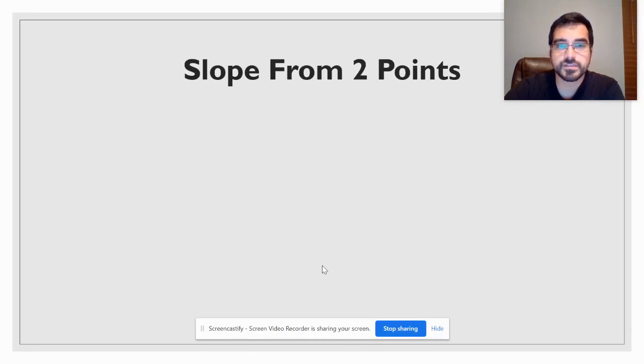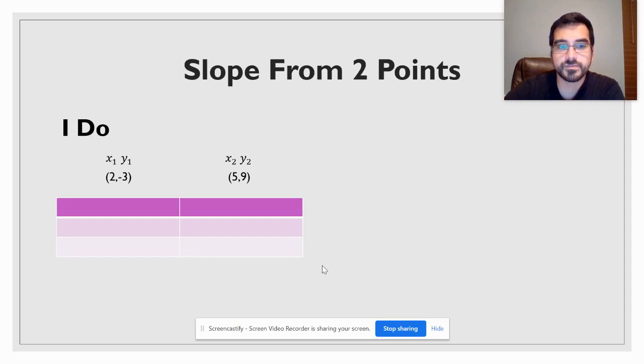If I'm trying to find the slope from 2 points, what I'm going to do first is label my points. I know (2, negative 3) is going to be x1, y1. I know (5, 9) is going to be x2, y2. I'm going to set up my table and input x and y, and also input my points: 2, 5 for x, and negative 3, 9 for y. I'm going to draw my arrows going the same direction, which I'm going to choose to go down. I'm going to set up delta y over delta x.